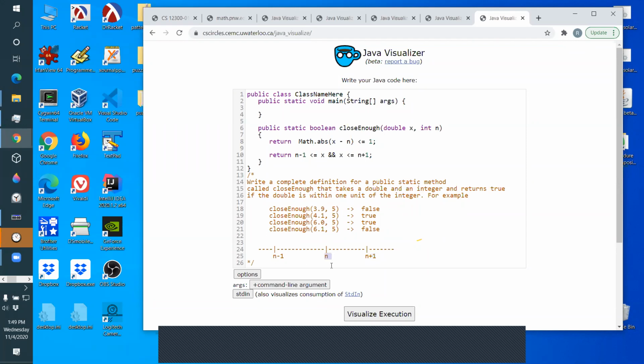There's an n on the number line and there's an x, and draw a picture. What does it mean for x to be within 1 unit of n on the number line? Well, there's 1 unit to the right of n, and 1 unit to the left, n minus 1, n plus 1. X has got to be inside there. So x has got to be to the right of n minus 1 and to the left of n plus 1. And it's got to be both.